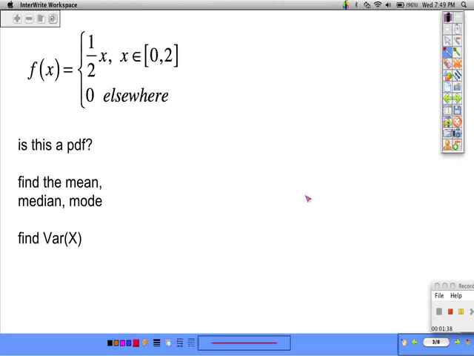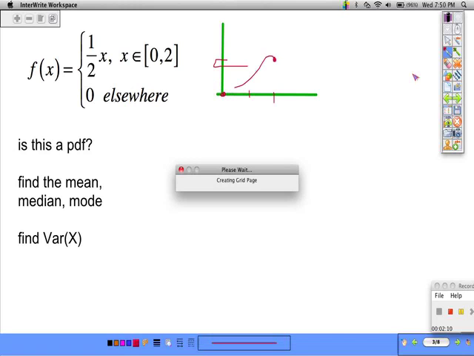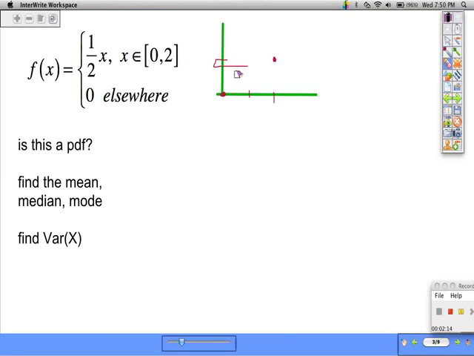So here we have a function. f of x is equal to 1/2 x when x is on the interval from 0 to 2, and it's equal to 0 everywhere else. Is this a probability density function? Well, let's take a quick look at the graph. One half x has a y-intercept of 0 and a slope of 1/2, so up 1 over 2. So there is our curve, and what we're wondering, well, all of the function values are greater than 0. That condition is satisfied. Question would be, what is this area?